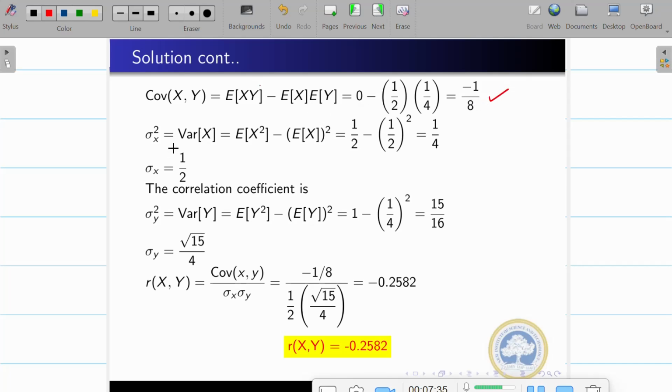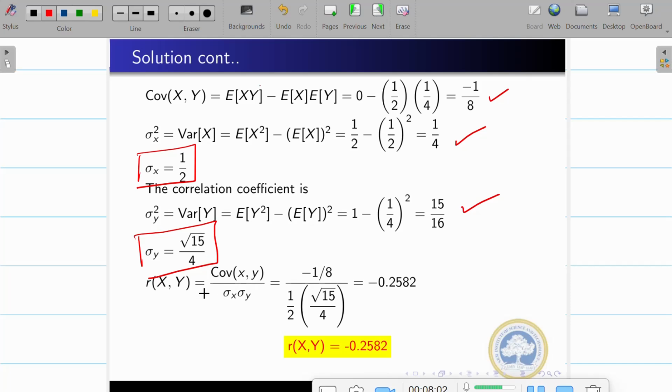So we have to calculate sigma x and sigma y, so we have to find the variance. Variance of x is expectation of x square minus expectation of x whole square. Using that we got it as 1 by 4. Similarly, we can perform it for y. So we get sigma x from sigma x square as 1 by 2, and sigma y from sigma y square as root 15 by 4.